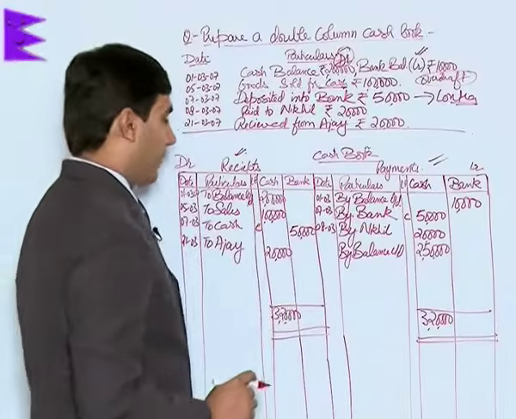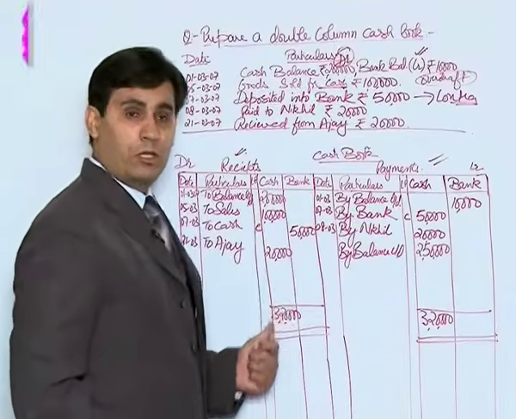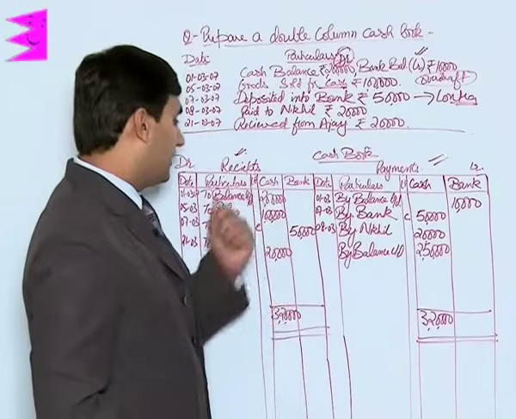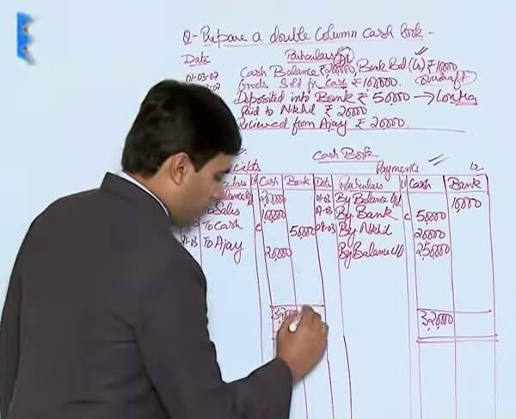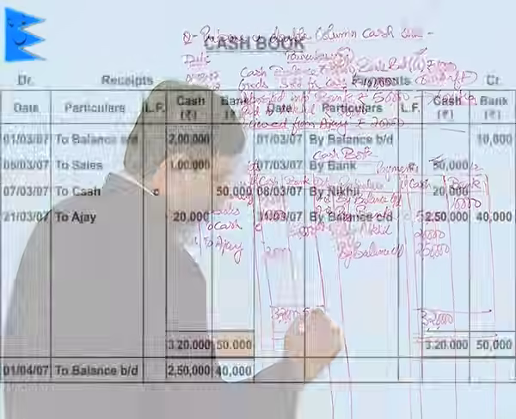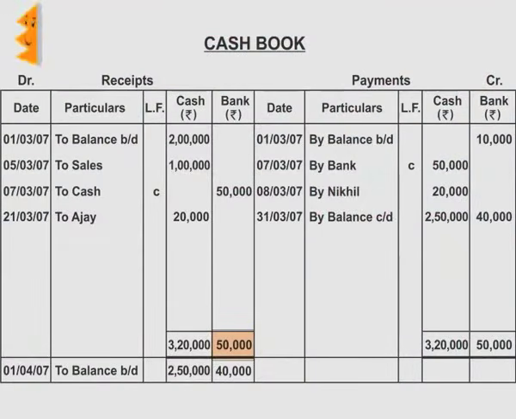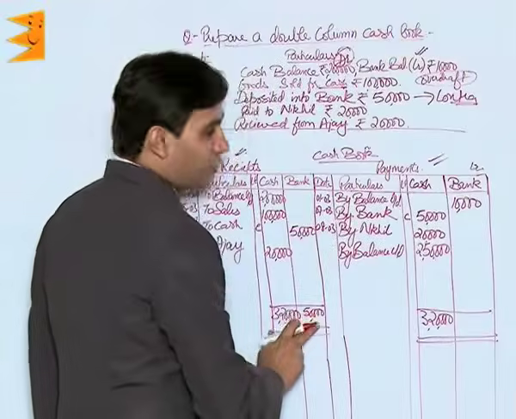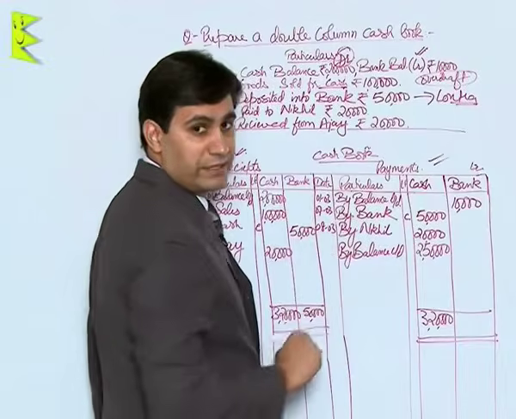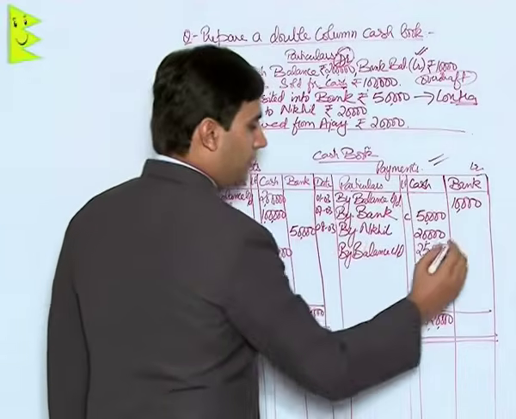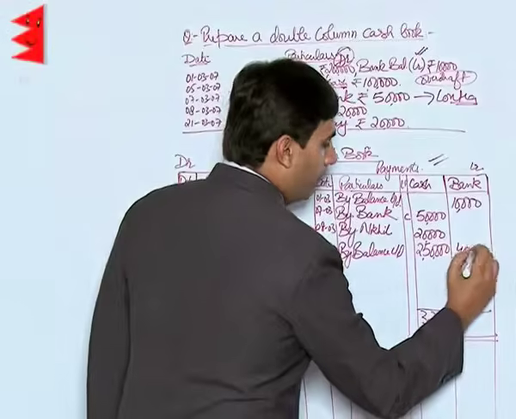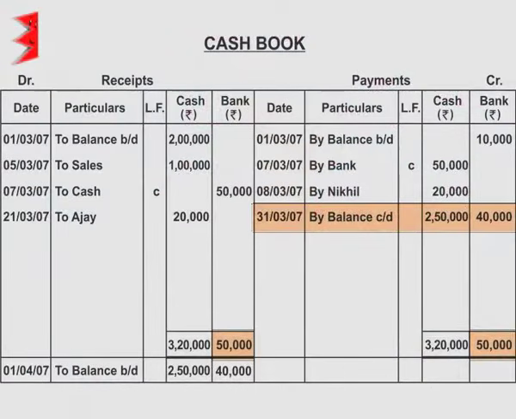Now students, the same thing would be repeated for the bank column. On the receipt side, the bank column shows a total of rupees 50,000. Now, from this total, deduct the total on the credit side. 50 minus 10, so the balance would be 40,000 and the account totals as 50,000.